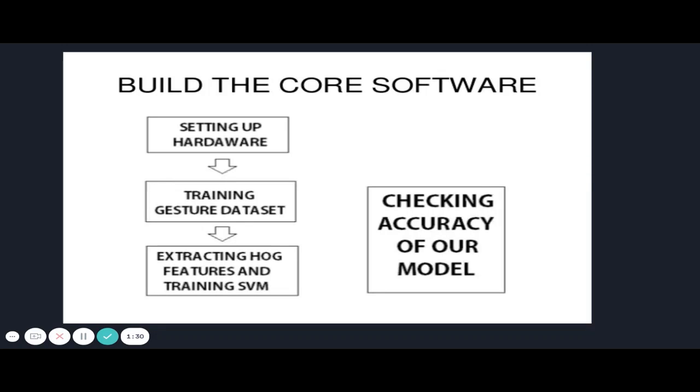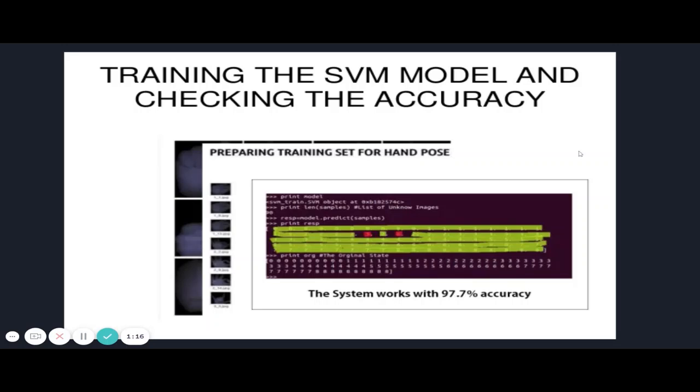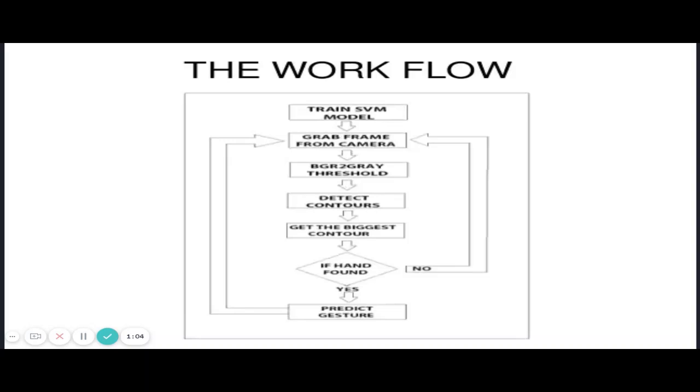So to build the core software: setting up the hardware, then training the gesture data set, then extracting features, training the SVM, and checking the accuracy of the model. After training the SVM model and checking the accuracy, you can see we get 97.7% accuracy after doing this process.